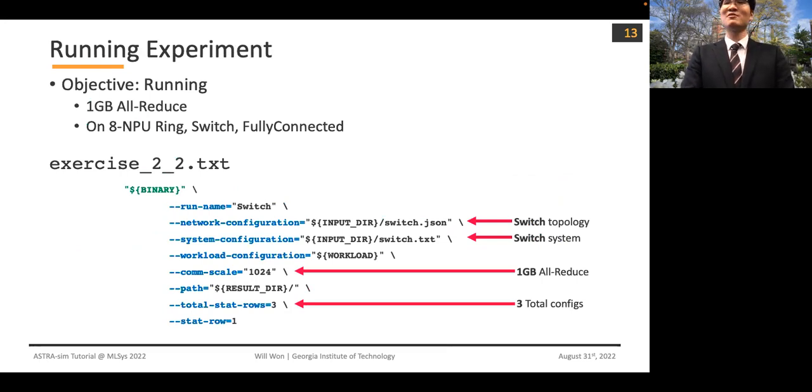So now the objective is that we have 3 different topologies: ring, switch, and fully connected. I will run a 1 gigabyte all reduce on each and compare their results. It's again very simple. I just set this total stat row to 3, and for each different ASTRA-sim instance, I give a different stat row. Here I'm only showing the switch: the stat row is 1, and the communication scale is 1024. So this automatically tests a 1 gigabyte all reduce.